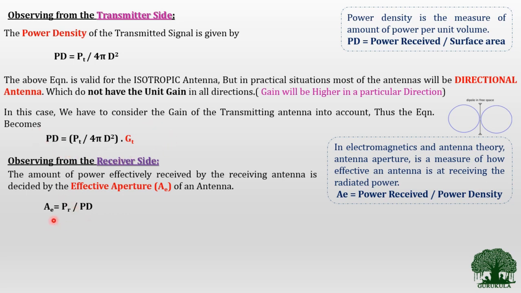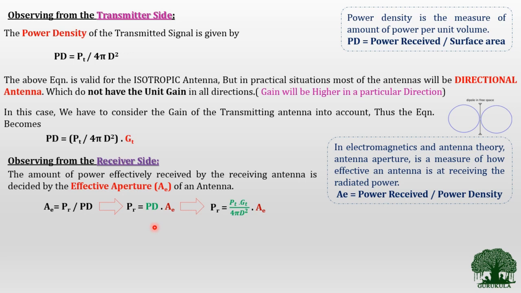So now I will slightly modify this particular equation. Since I am marching towards finding the value of this PR, I will modify this equation so that I get PR equals PD times AE. Now I know the value for the PD, which I have already calculated over here. So by substituting the value of this power density, my equation will be PT GT over 4 pi d squared times AE.